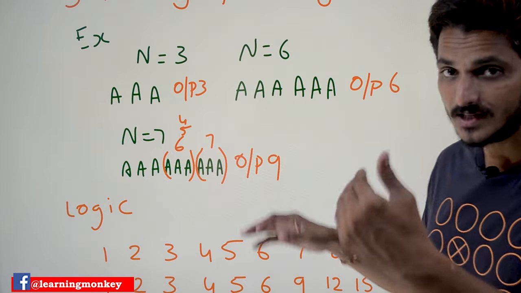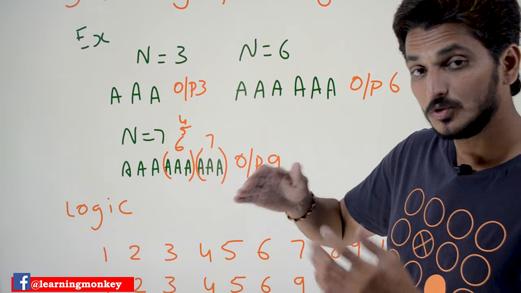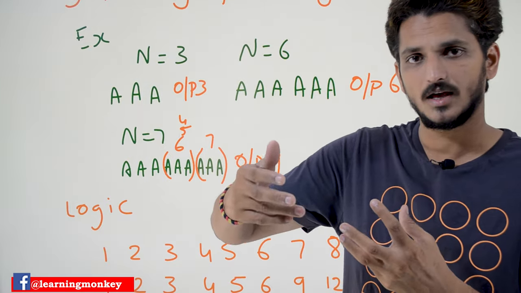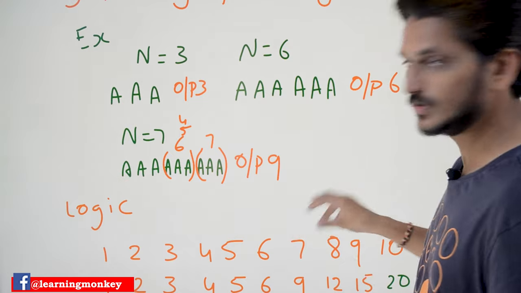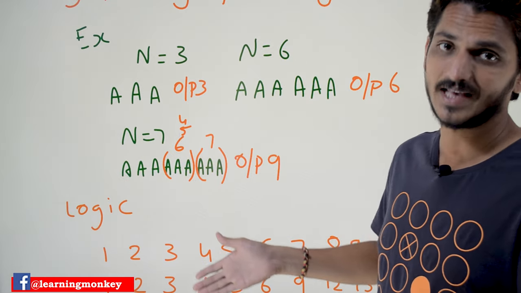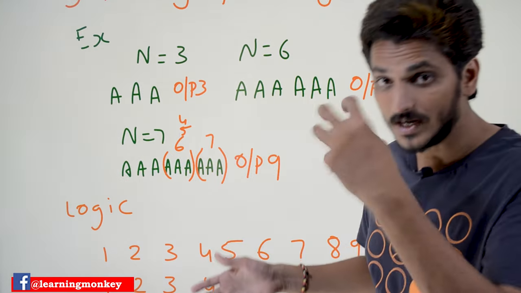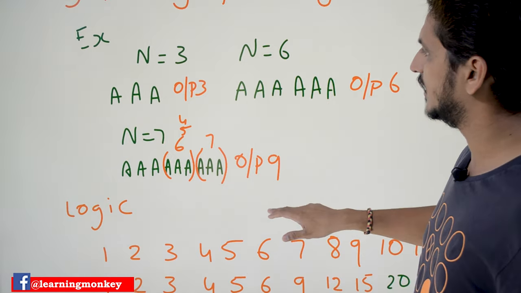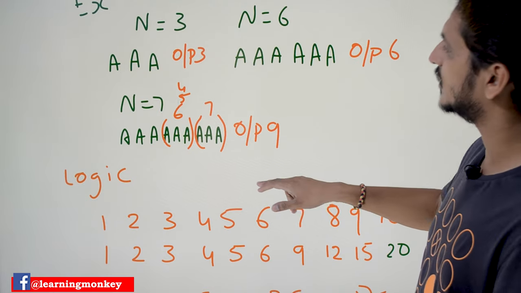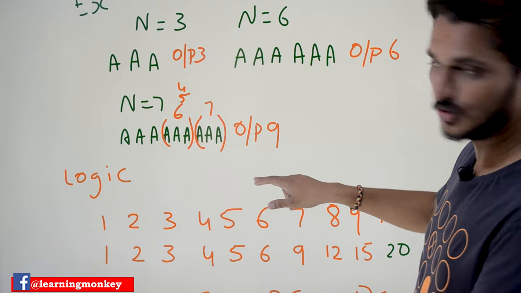For these types of questions, if you write the example step by step, you are going to get the logic. We need to identify the logic from the sequence of steps which we follow in the example. Once you identify the logic, it is very, very simple to write the code. So let's try to understand the logic. What's the logic we are going to use here?